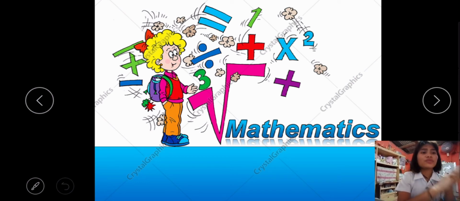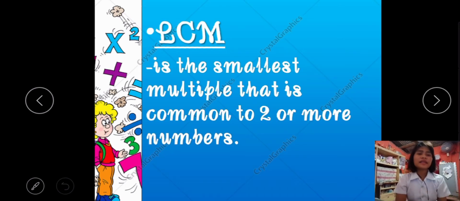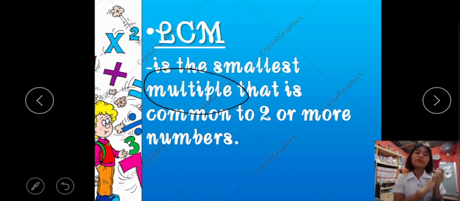LCM stands for least common multiple or the lowest common multiple. First, let's have the meaning of LCM. LCM is the smallest multiple that is common to two or more numbers. Since we mentioned here the word multiple, don't be surprised that we need to know our multiplication tables.